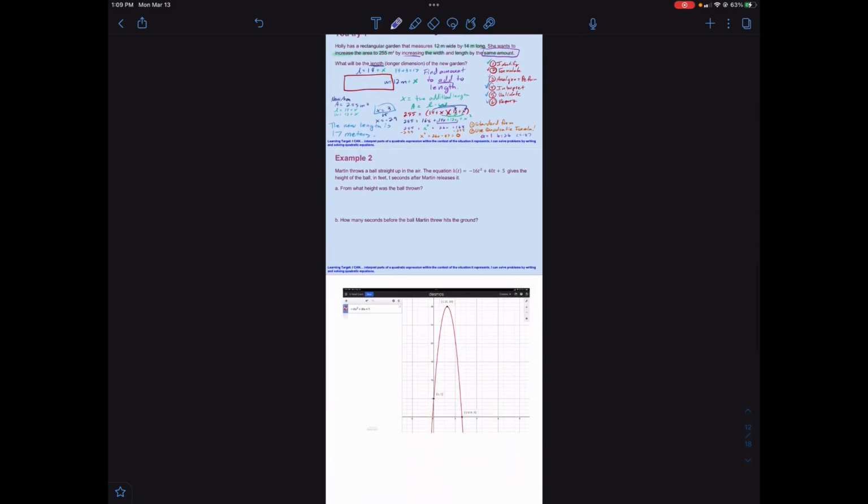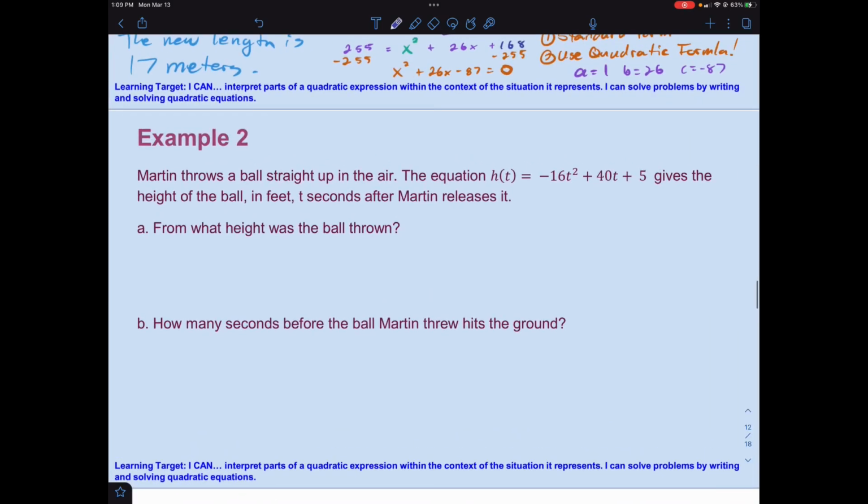And so this problem in particular is about someone throwing a ball. It says Martin throws a ball straight up in the air. And it gave us this equation right here, which gives the height of the ball in feet t seconds after Martin releases it. And whenever we're talking about throwing objects, you've got to keep in mind that a thrown object follows a parabolic path. It's going to go up and then come back down.